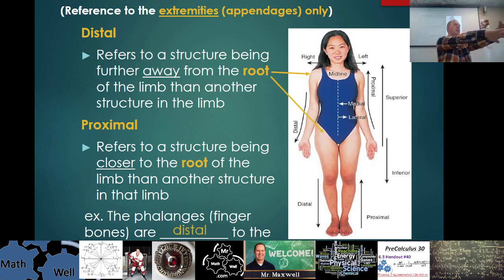So distal is more towards the end. These are distal to the wrist bones. They're further away from the root. Yes, think distance. There's further distance away from the root of the arm.